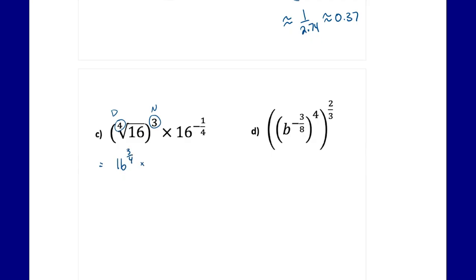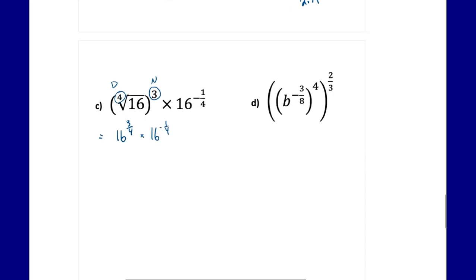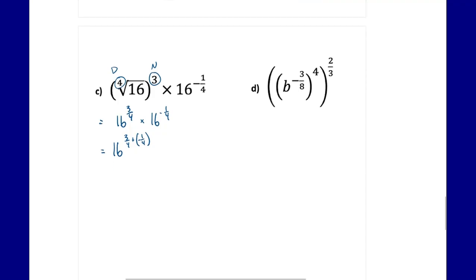And that's going to be multiplied with 16 to the power of negative 1 over 4. When we're multiplying powers, we add them. So this becomes 16 to the power of 3 over 4 plus negative 1 over 4. I already have a common denominator, so I don't have to do anything else. So this becomes 16 to the power of 2 over 4. I can reduce that fraction. So even though it's in an exponent, I can still reduce it. So 16 to the power of a half.